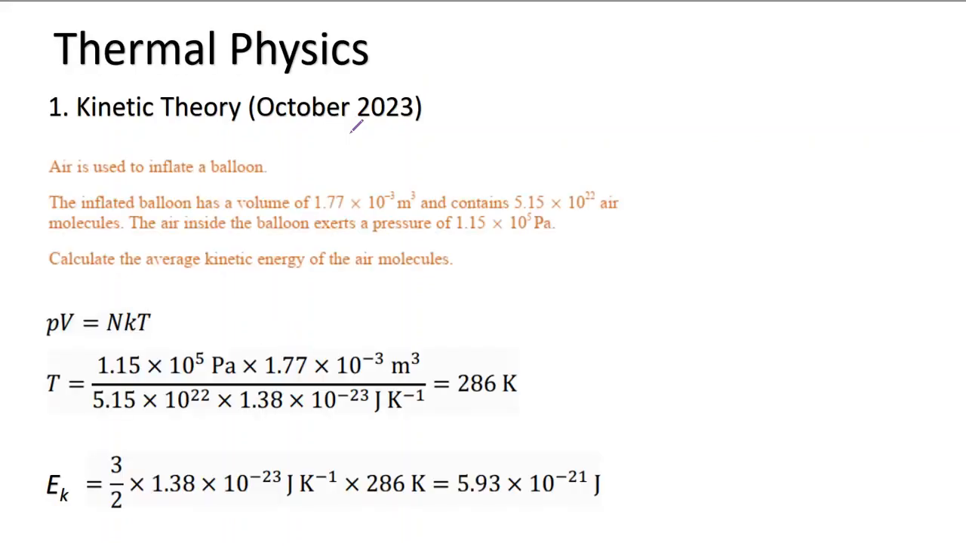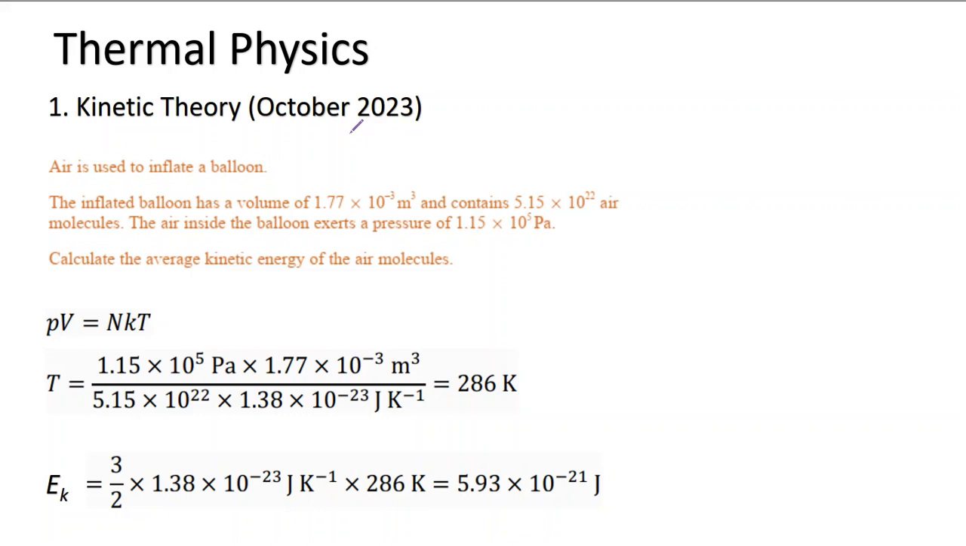So for thermal physics, the first section we'll be looking at is a question from October 23. Let's look at the question. Air is used to inflate a balloon. The inflated balloon has a volume of 1.77 times 10 to the power minus 3 meter cube and contains 5.15 times 10 to the power 22 air molecules. The air inside the balloon exerts a pressure of 1.15 times 10 to the power 5 Pascal. Calculate the average kinetic energy of the air molecules.